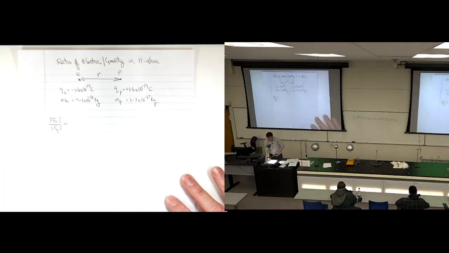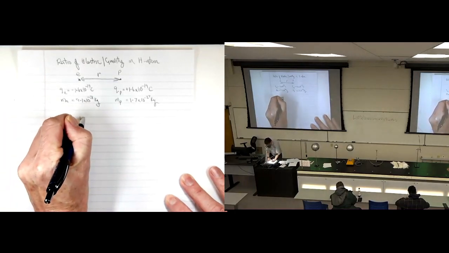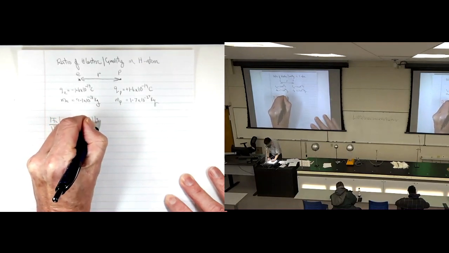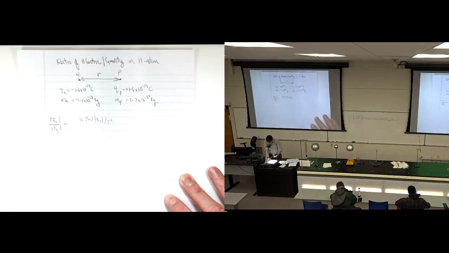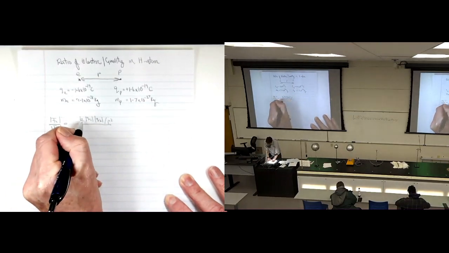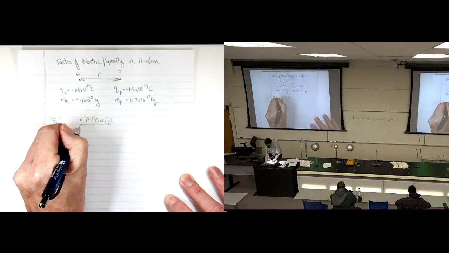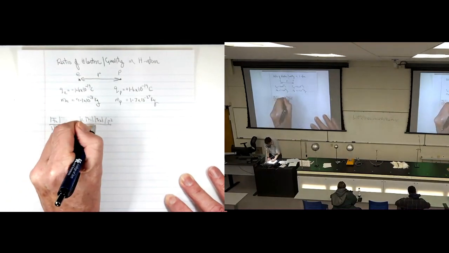Okay, so how are we going to do this? This is the comparison of electric force with gravitational force. Well, I'm going to fill in Coulomb's law. For the electric force, that's in the numerator. Coulomb constant times the product of the charges divided by the square of the distance. It's an inverse square law. I'm going to fill in Newton's law.